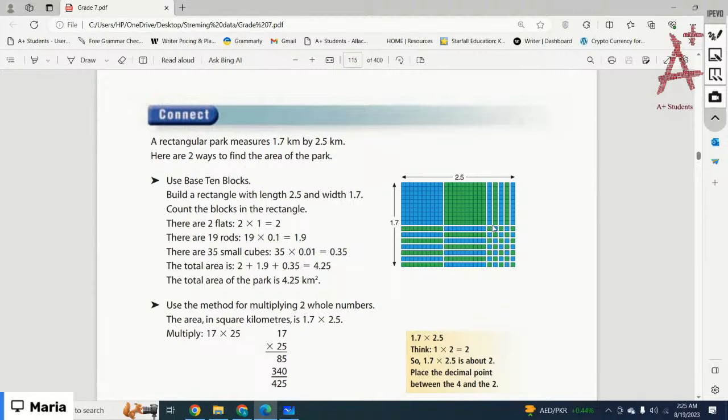Then you have to count the small cubes: 1, 2, 3, 4, 5, and 1, 2, 3, 4, 5, 6, 7. 7 times 5 is 35, so you have 0.35. The small cubes you multiply by 0.01, and the rods are multiplied by 0.1. So the rods make 1.9 and the small cubes make 0.35. When you add them together, they make 4.25.